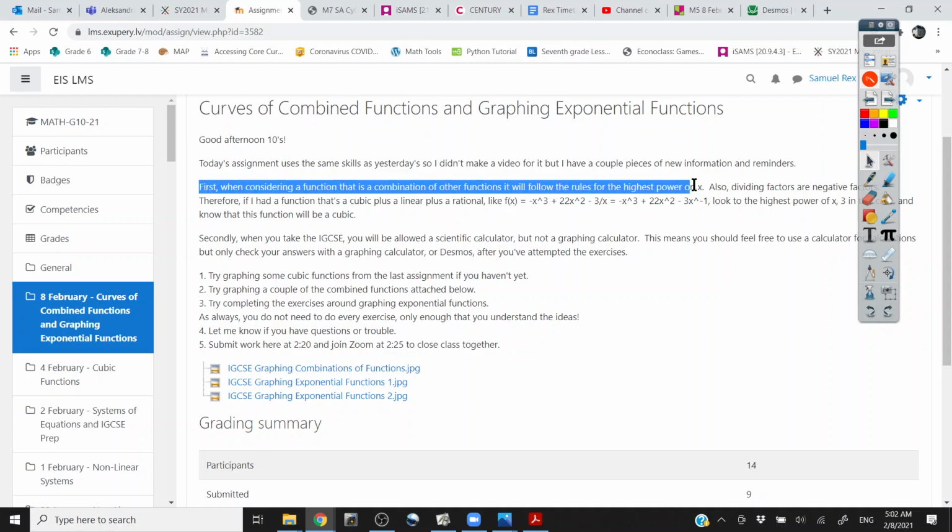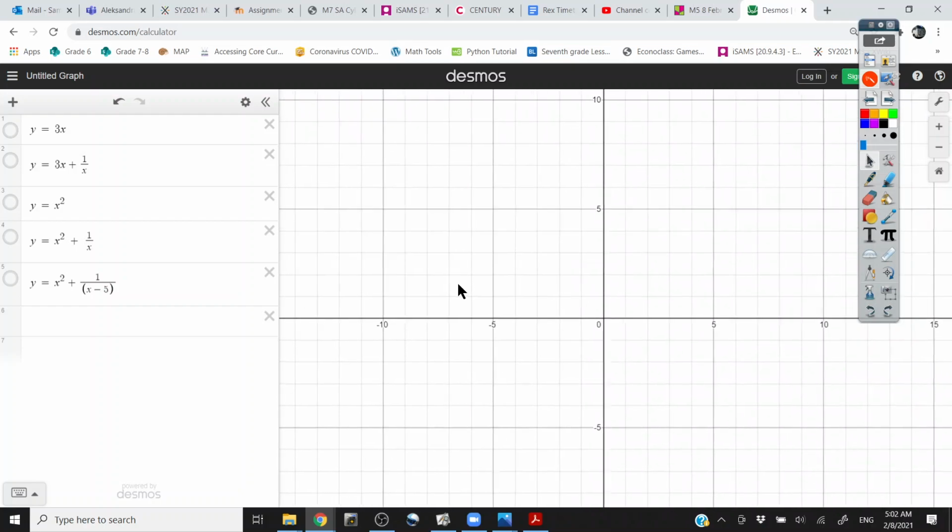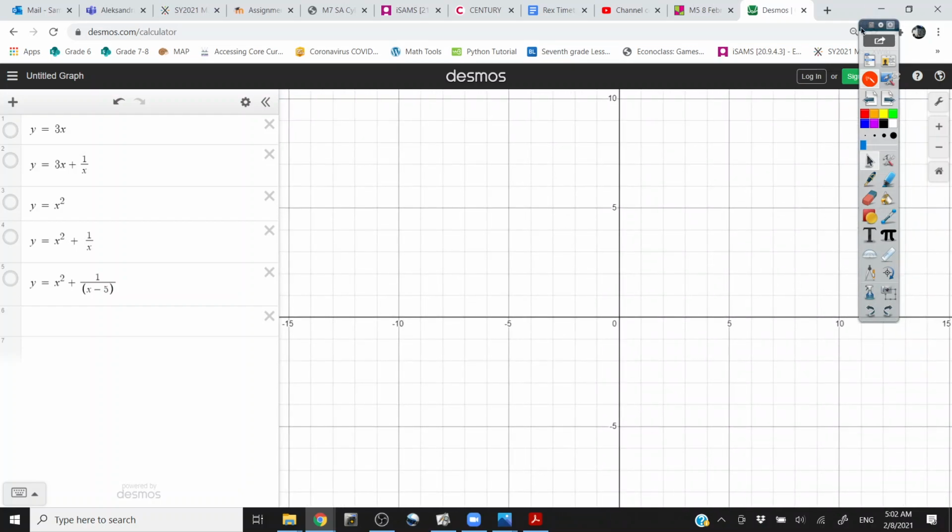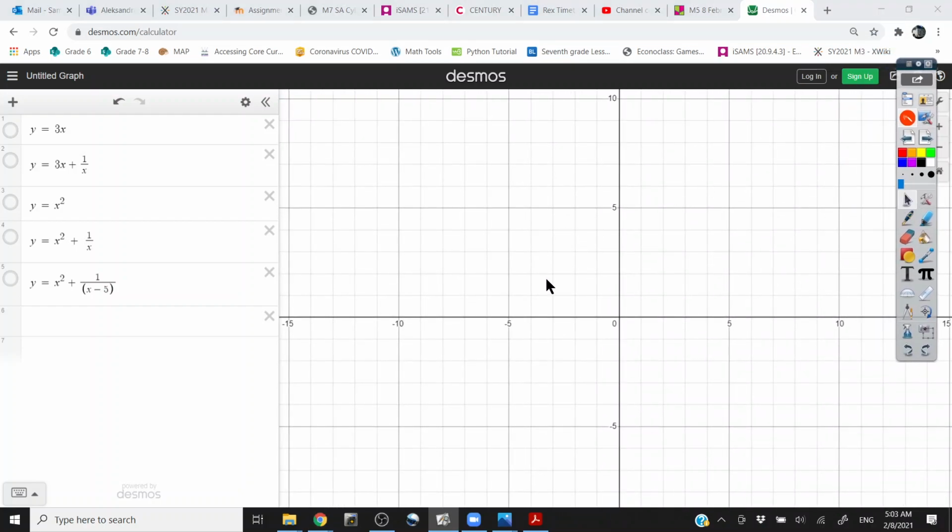I realized I wanted to make a quick video talking about this rule that I was talking about last time. That when considering a function that is a combination of functions, it will follow the rules for the highest power on x. So that is true, but I realized it's more nuanced than that, and we should discuss it a little bit. What you guys are doing right now is great for the IGCSE, so what I'm talking about is more than you need to know for the IGCSE.